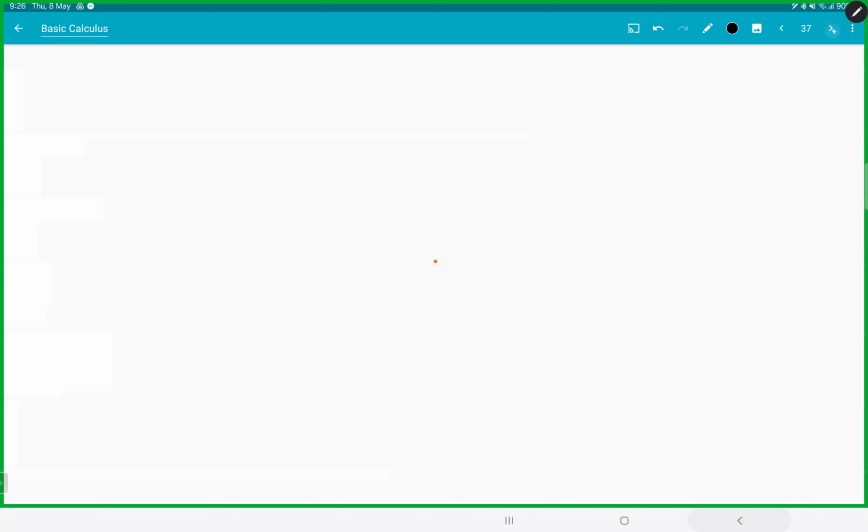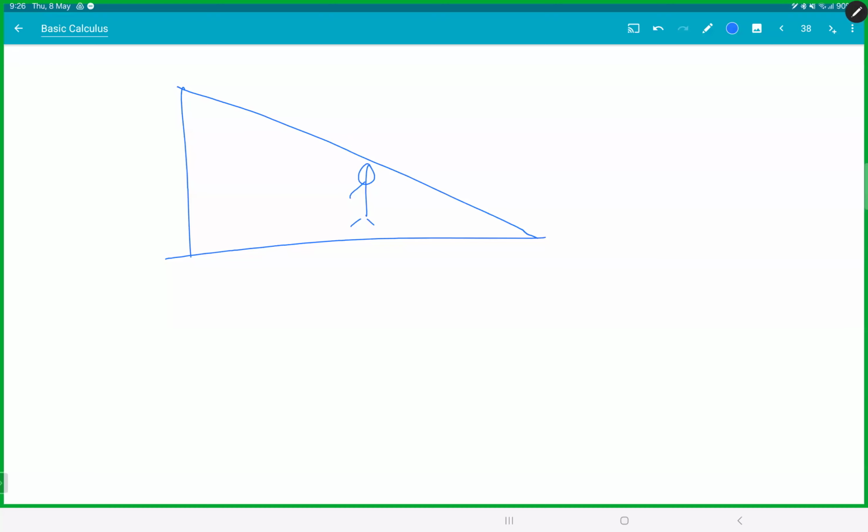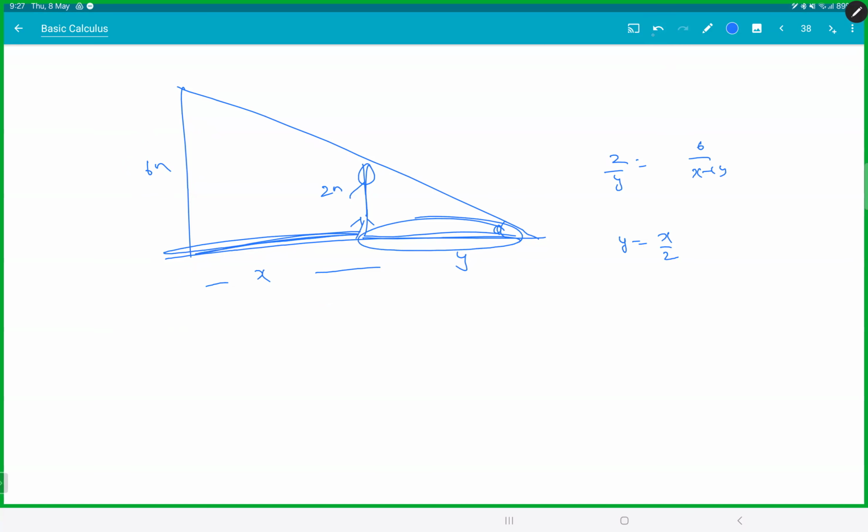Again, listen to the whole thing. I'll just brief it up fast. So the man is here. The light is falling like this. So this is theta. So this was y and this was x. This is 2 meters and this is 6 meters. So tan theta will be 2 by y, and tan theta is also 6 by x plus y. So when we solve this, we got y is equal to x by 2. That means this shadow length is always half of this distance.